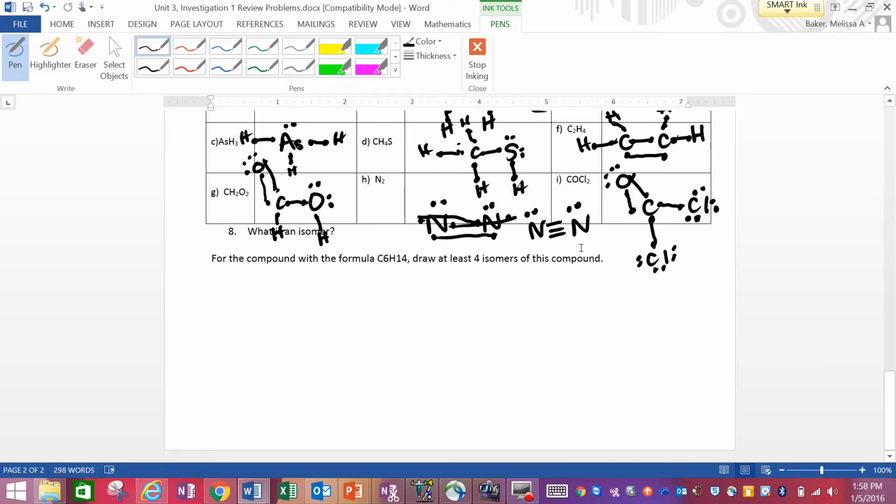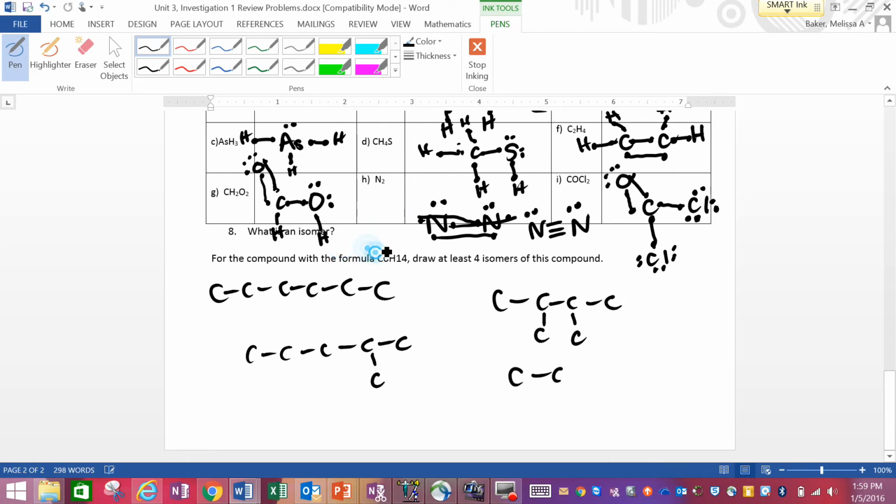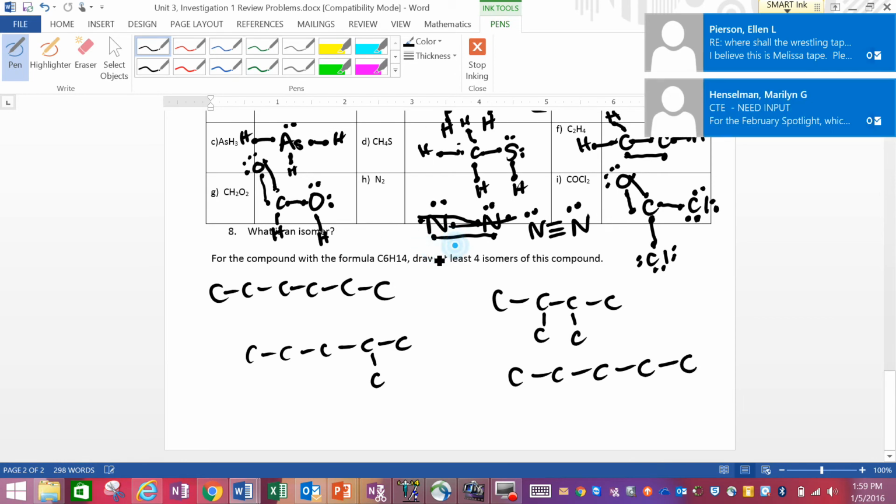All right, last question. Draw at least 4 isomers of C6H14. I'm not going to draw in all the H's, but here's one where you just have them all in a row. Here's another one where we've got five in a row and one off that second carbon. Here's another one where you've got four in a row and two off of there. And then let's do five in a row again and one off of the middle carbon this time.